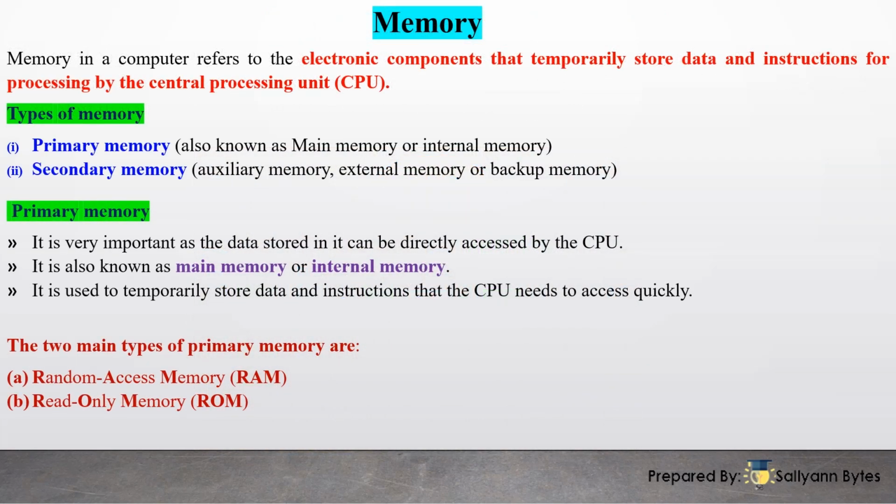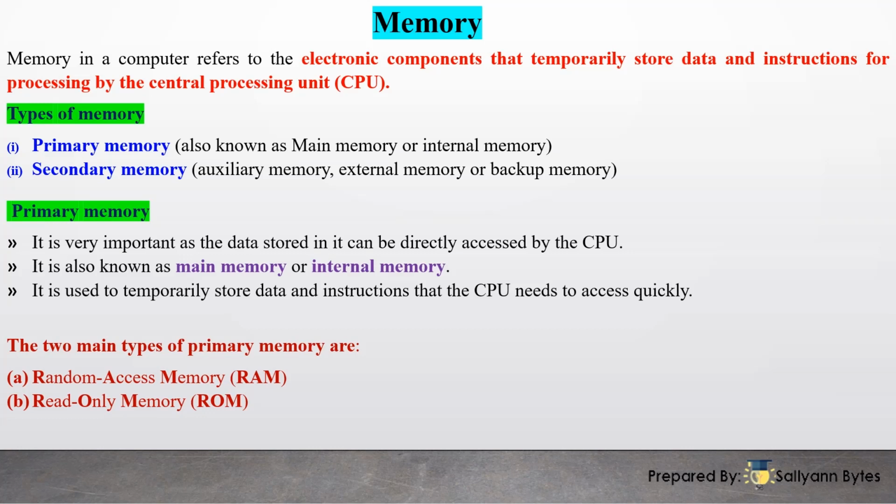Now let's discuss memory. Memory in a computer refers to the electronic components that temporarily store data and instructions for processing by the Central Processing Unit, CPU. There are two types of memory in a computer system. Primary memory, also known as main memory or internal memory. Secondary memory, also known as auxiliary memory, external memory, or backup memory.